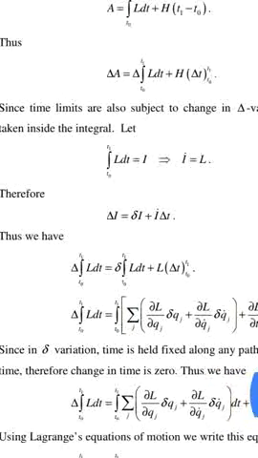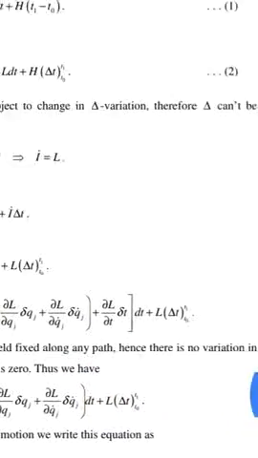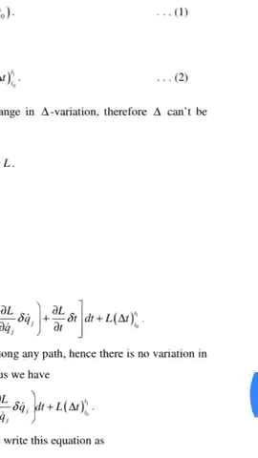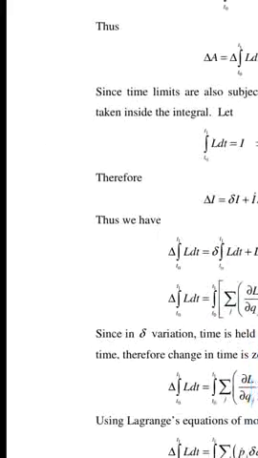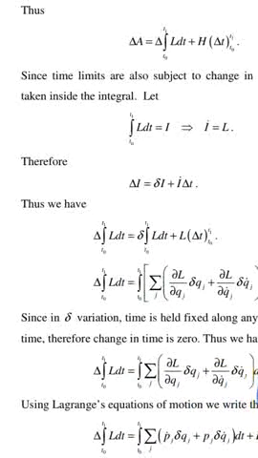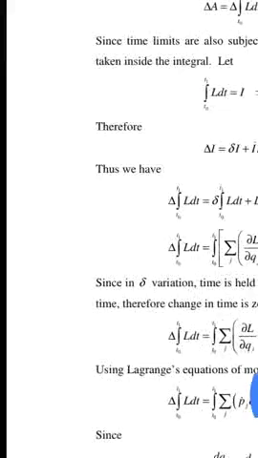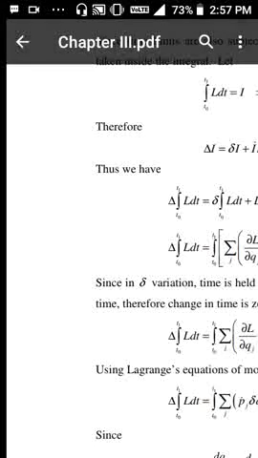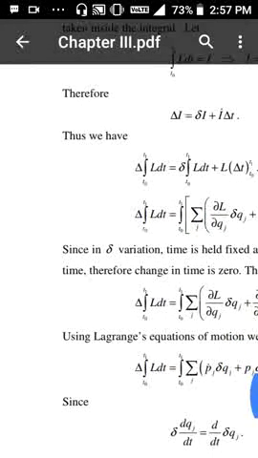Since time limits are also subject to change in del variation, therefore del can't be taken inside the integral. Let integral from t0 to t1 L dt be equal to I. Therefore I dot is equal to L. Therefore del I is equal to delta I plus I dot del t.